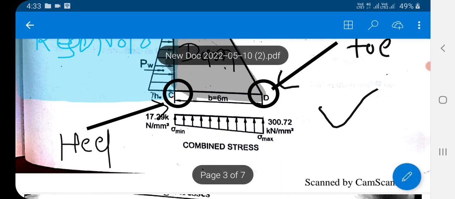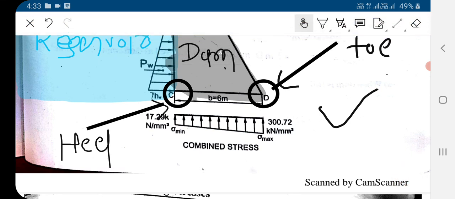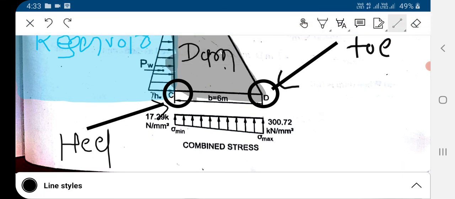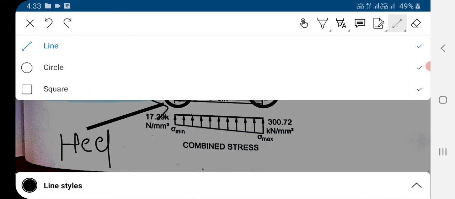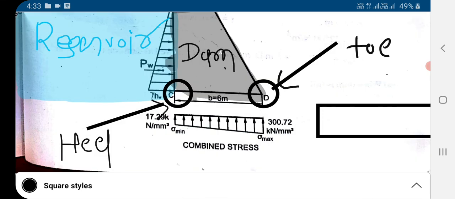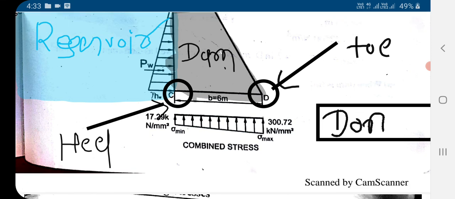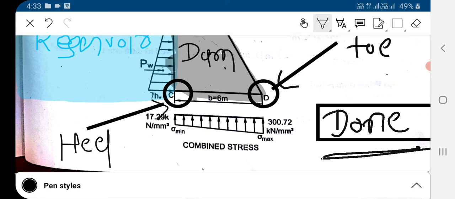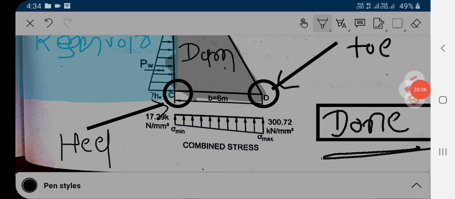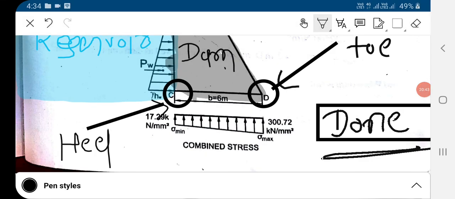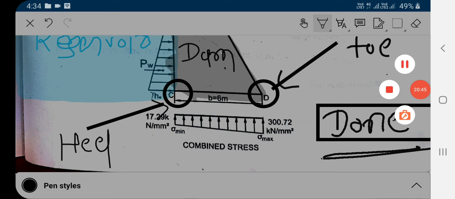So here this example is finished. In the next lecture, we are going to solve one more example based on this dam, and then we will move on to the retaining wall and the chimney, and we will complete this chapter, that is direct and bending stress.